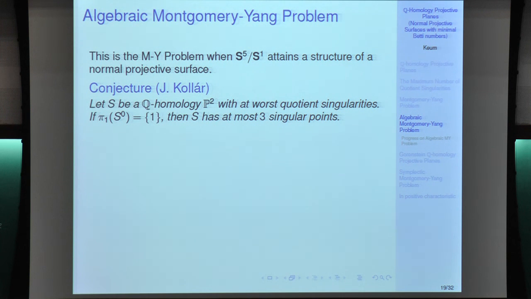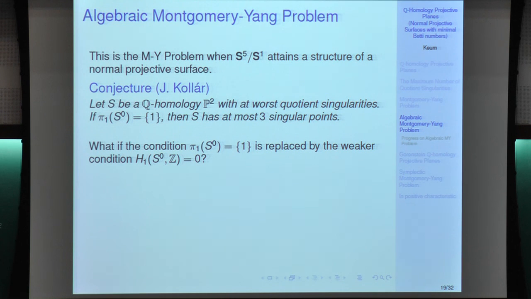We haven't proved this conjecture in full version, but we proved most cases, and we are still left with one case. What if the condition is replaced by a weaker condition? So this is weaker. The commutator of the fundamental group is the homology group, and this is much more difficult to handle in algebraic geometry.